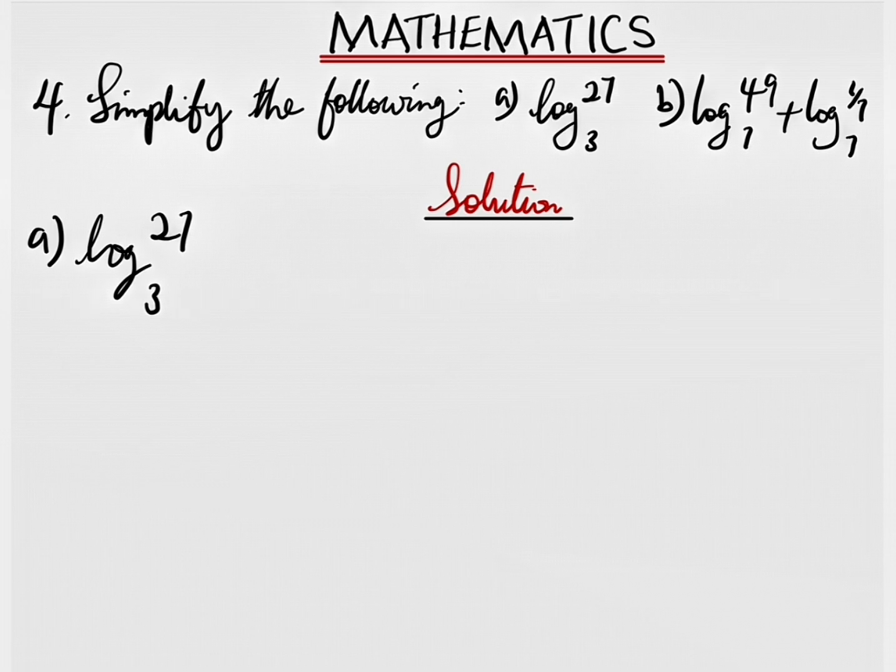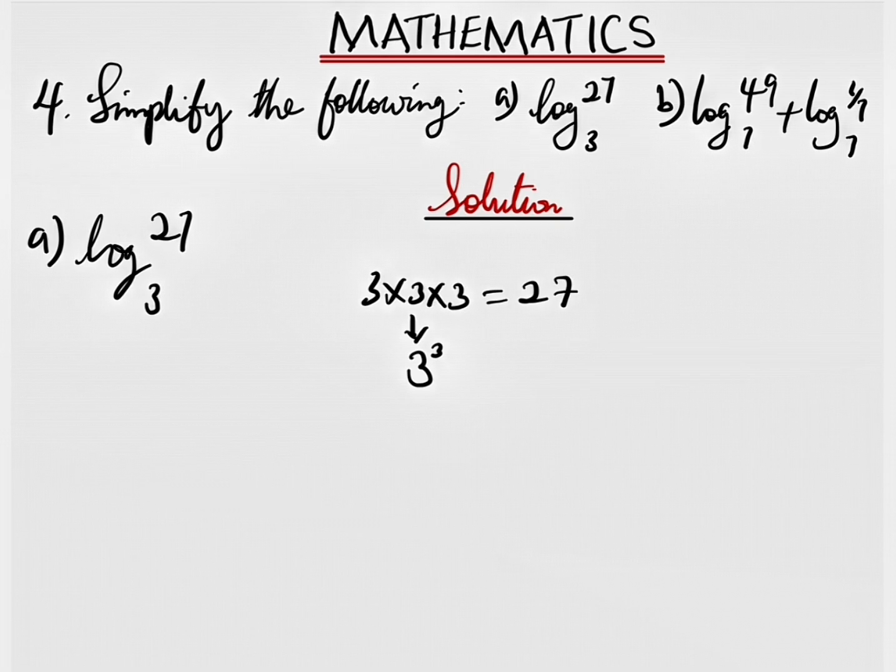The first way is trying to express the argument. By the way, 3 is called the base, and 27 is called the argument. So the first way of approaching this is to express the argument as a power of the base. So we ask ourselves, can 27 be expressed as a power of 3? Yes, because 27 is the third power of 3. 3 times 3 times 3 gives 27.